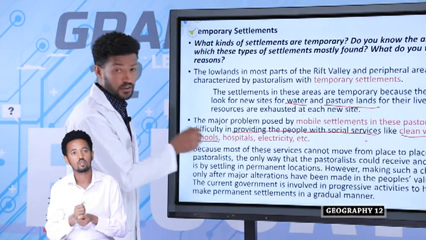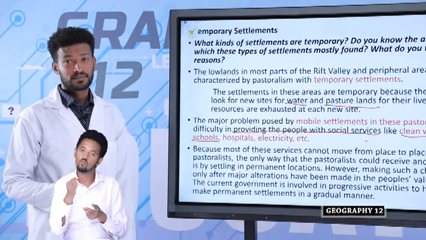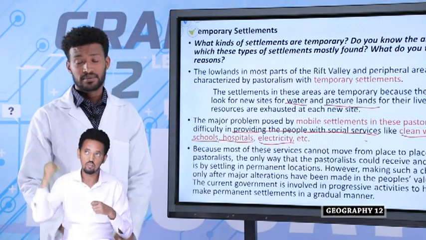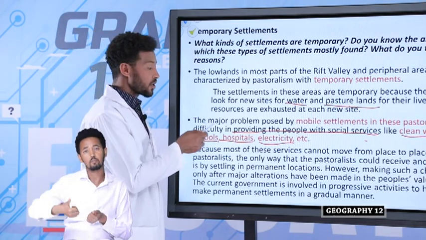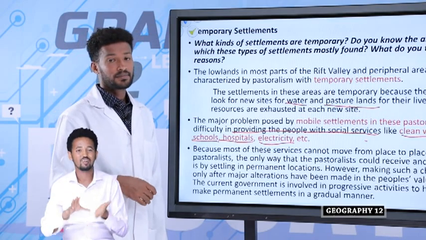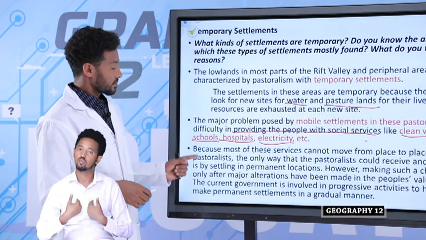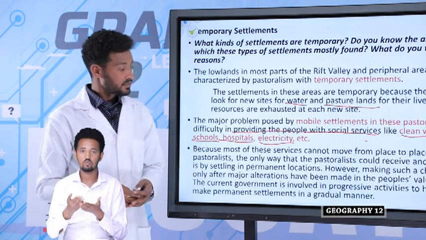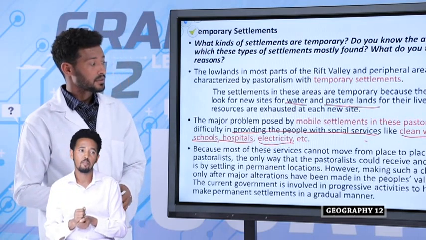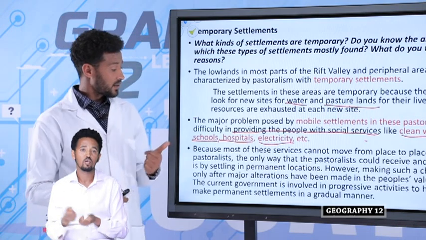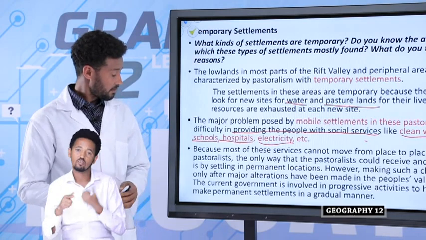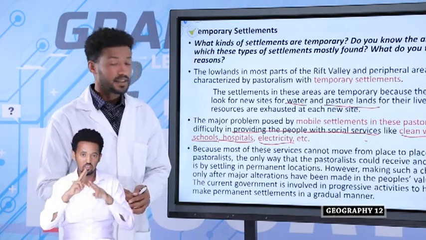And for the sake of schools, shortage of schools. For the shortage of hospitals and electricity and others. This is the major problem of Ethiopian rural temporary settlement still now. Because most of these services cannot move from one place to another, as the pastoralists do. The only way that the pastoralists could receive and benefit from this is by settling in permanent locations.